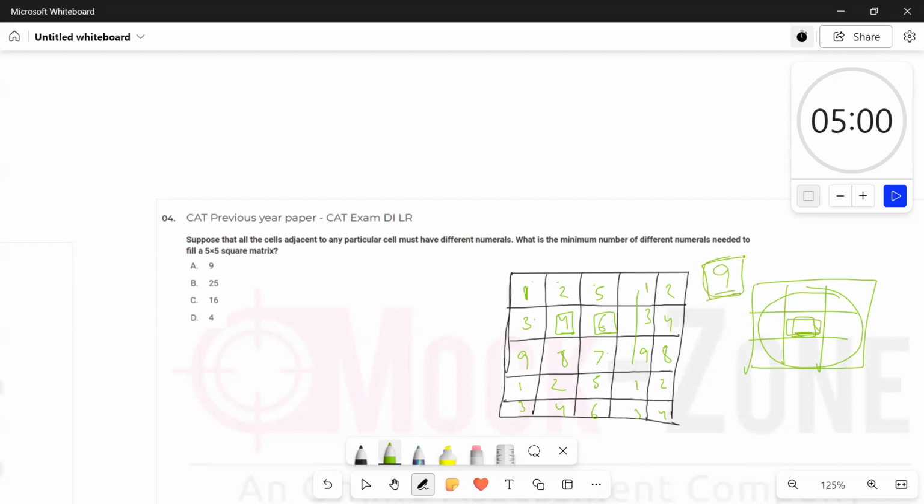If we have 9 numerals, then we can achieve this condition because the maximum number of neighbors a cell can have is 8. And that one cell itself plus the maximum 8 neighbors. So a total of 9 different numerals are required. So the answer will be A, 9.